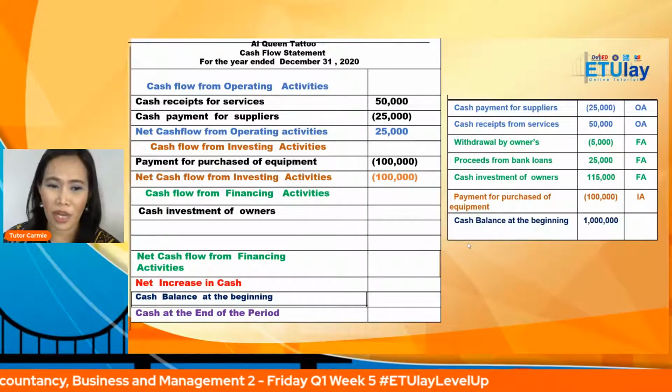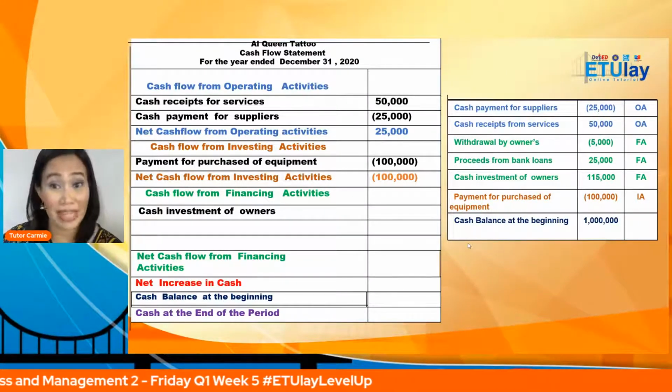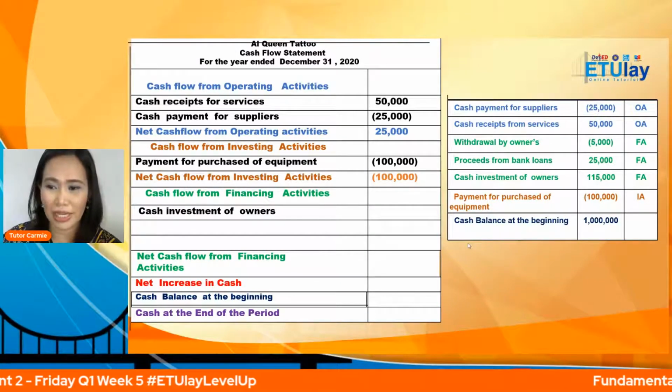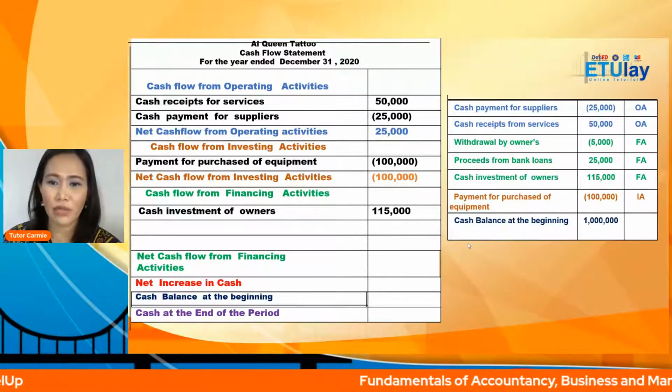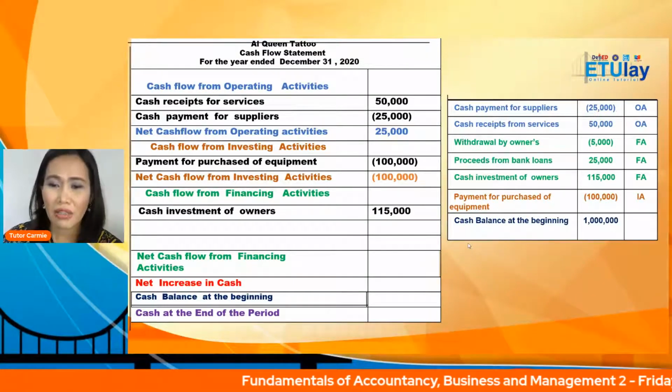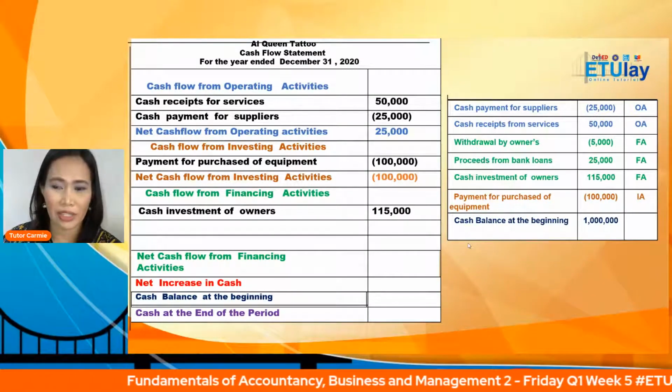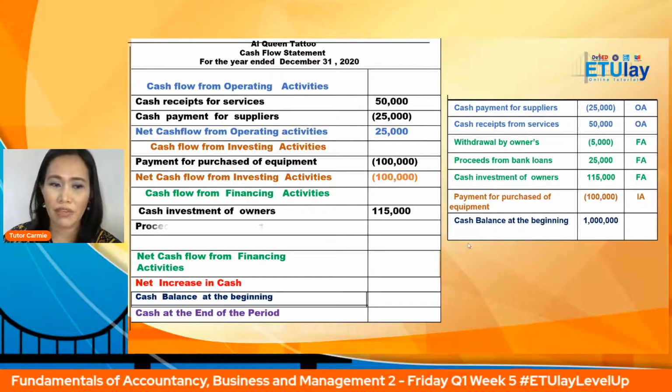Cash investment of owners is 115,000. Very good, ang galing. Mahuhusay. Okay, that's 115,000. Then we have, of course, ano pa? The proceeds from bank. Okay, that is how much? 25,000.